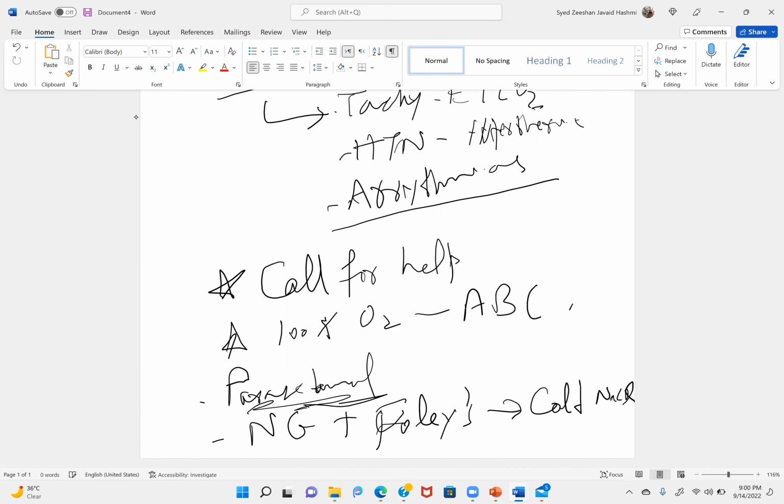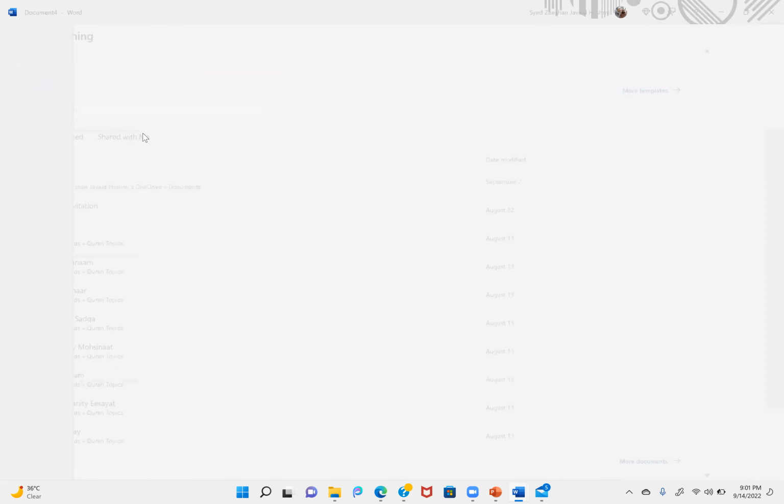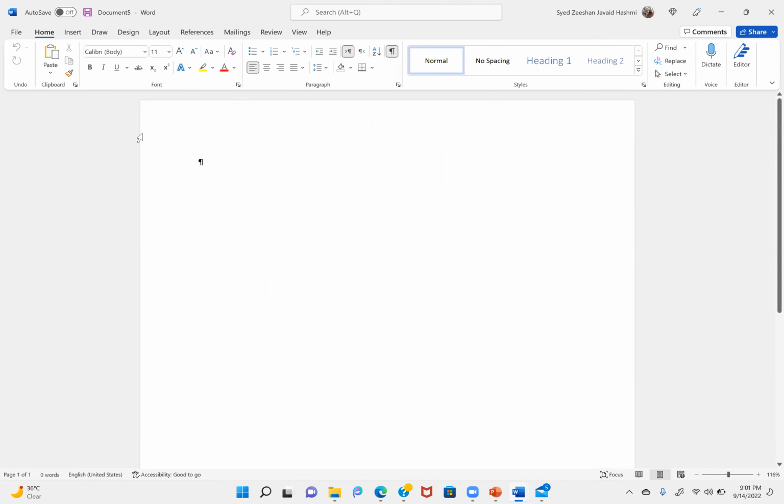Then will you give aspirin to decrease the temperature? No, sir, we will not give aspirin. Aspirin is contraindicated. It will increase free T3, because it will displace the binding, since aspirin is highly protein bound.